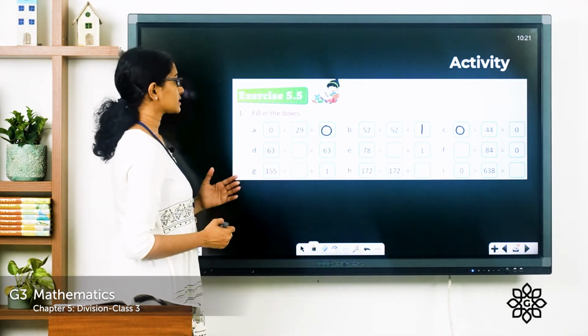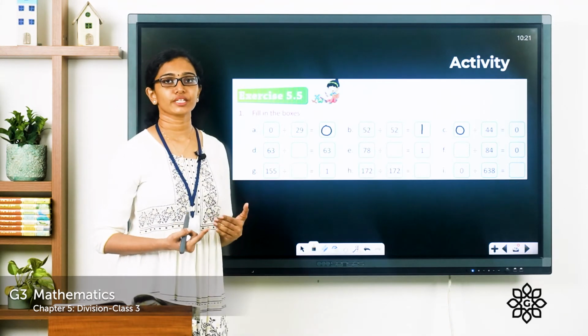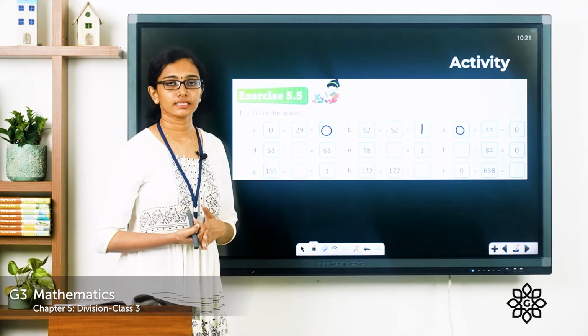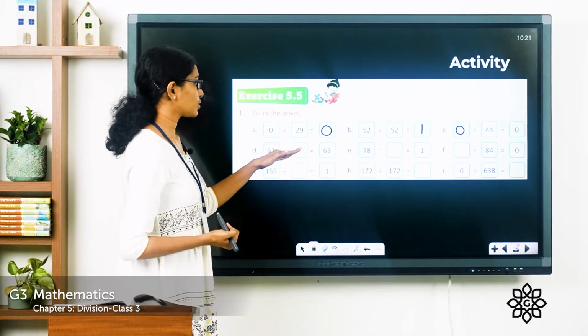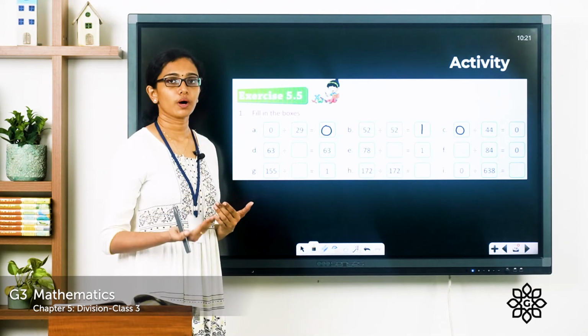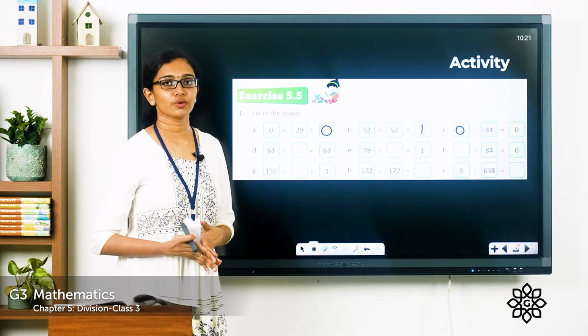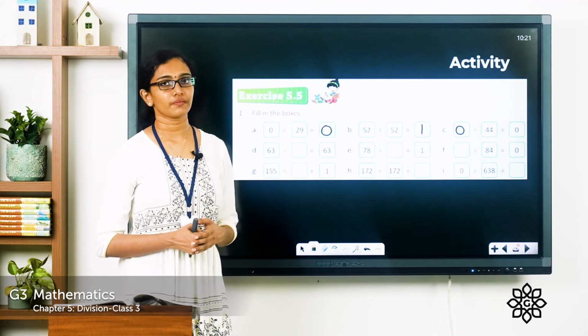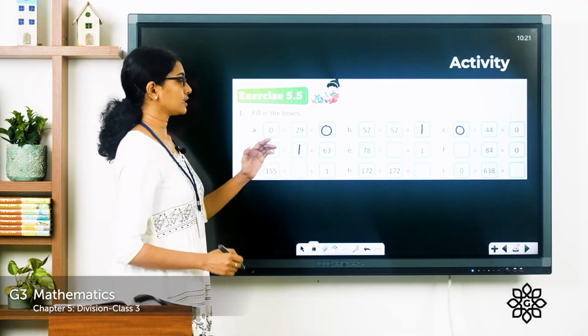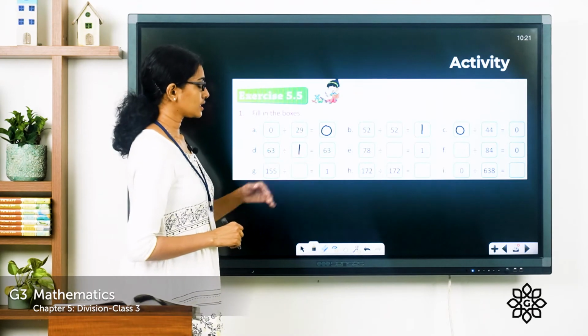Now question D, 63 divided by dash is equal to 63. The dividend and the quotient are the same. So what should come as the divisor? So any number divided by 1 gives the number itself as the quotient, as we saw in the properties of division. So here the divisor should be 1. 63 divided by 1 is equal to 63.